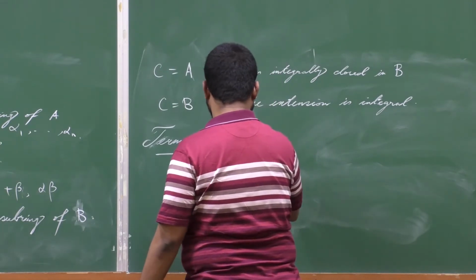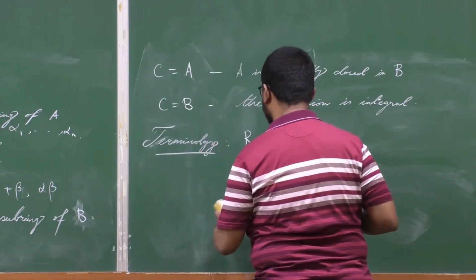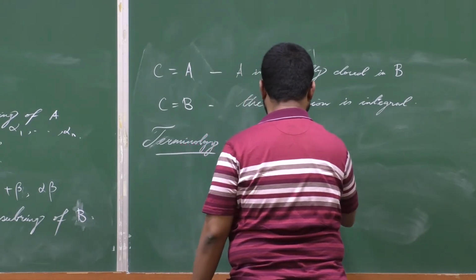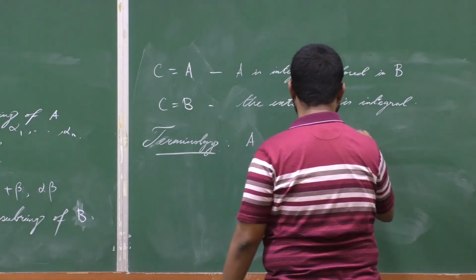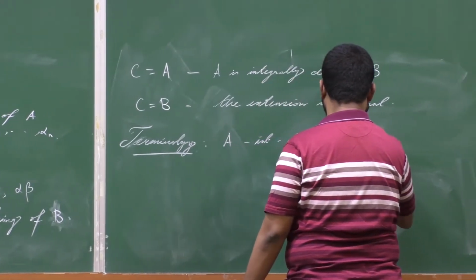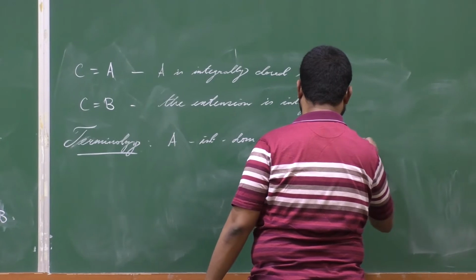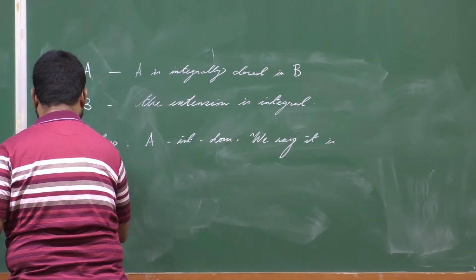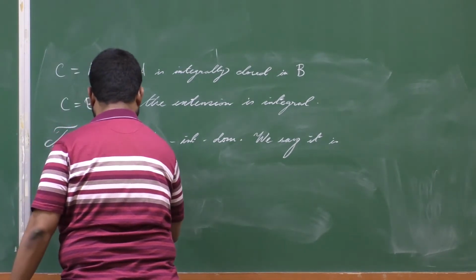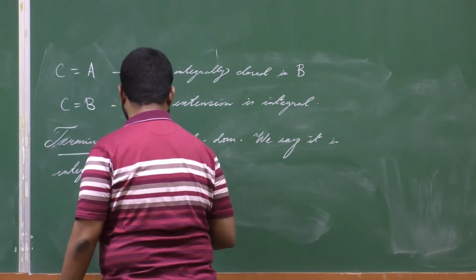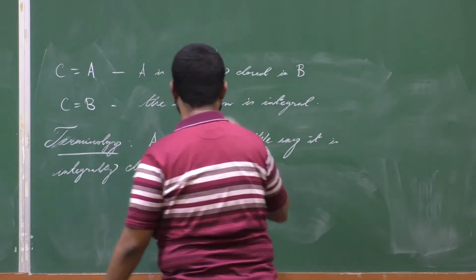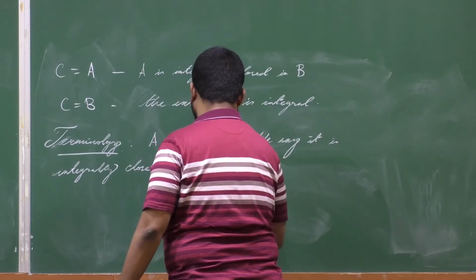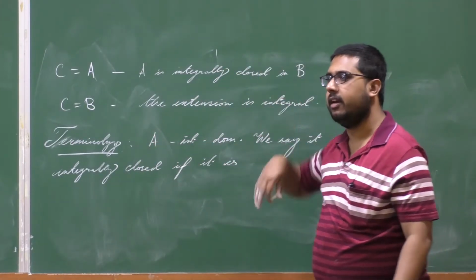So let A be an integral domain. We say it is integrally closed if it is integrally closed in its field of fractions. As an example, if A is a UFD, then it is integrally closed.